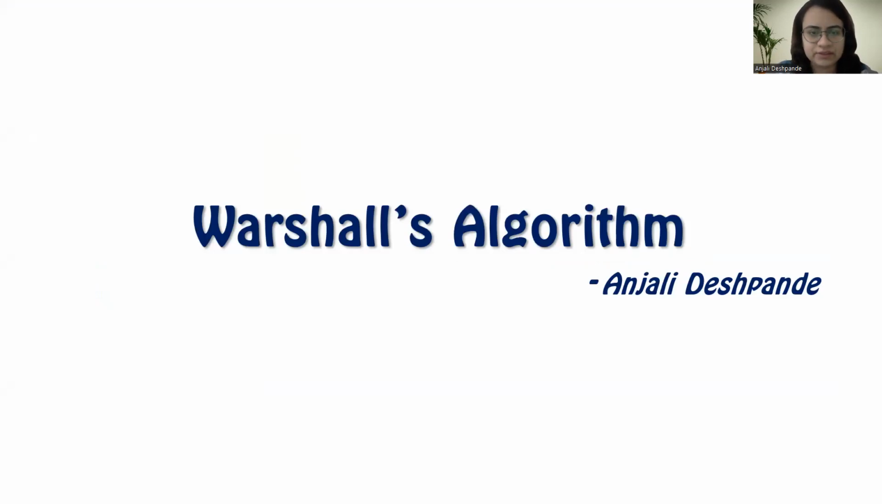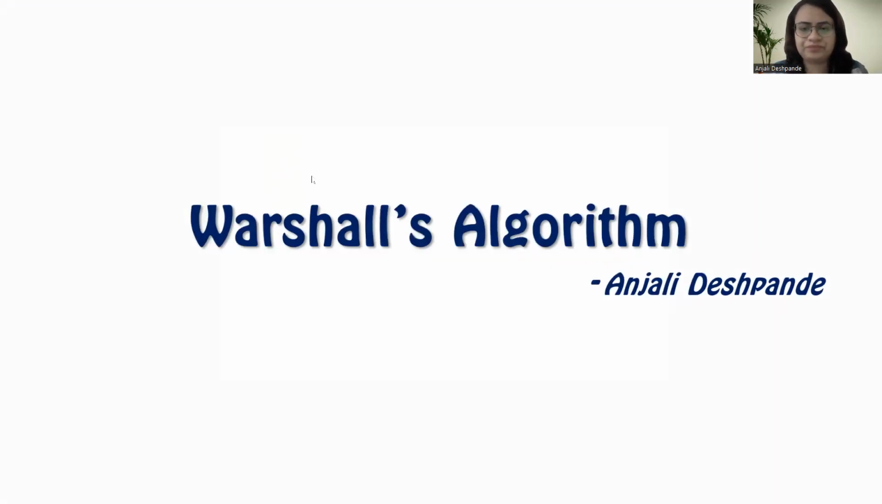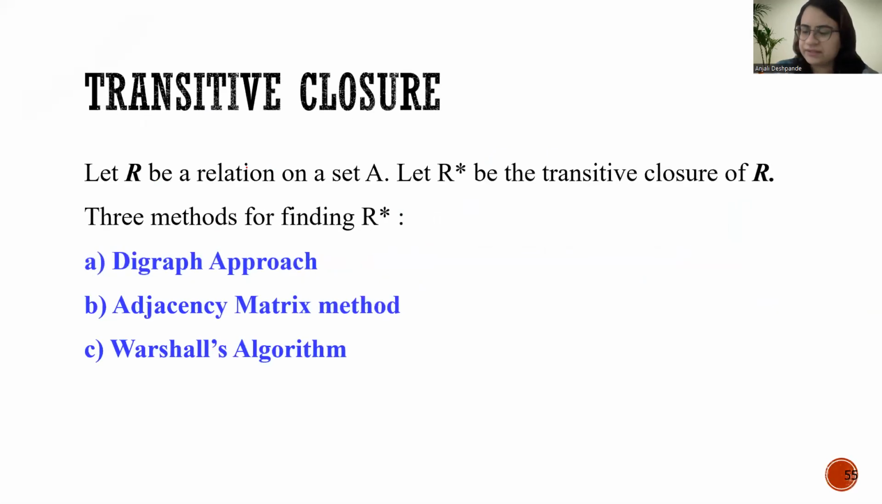Hello students. Now we are going to see the next topic, that is Warshall's algorithm. So if R is a relation on set A, then its transitive closure is denoted as R star. We already saw what is the concept of transitive closure.